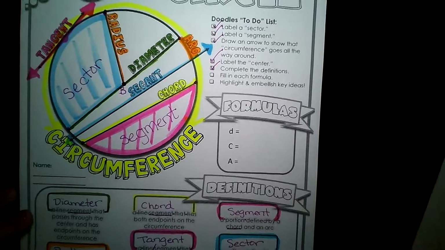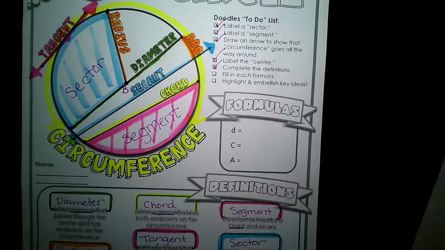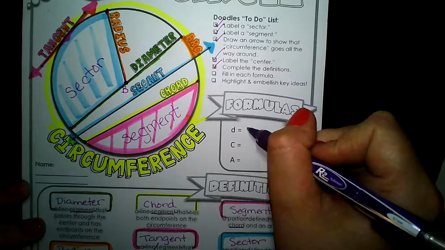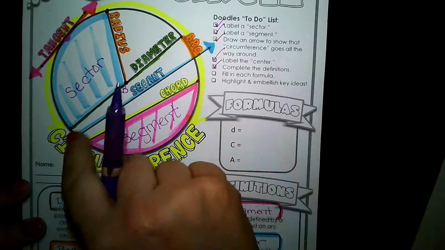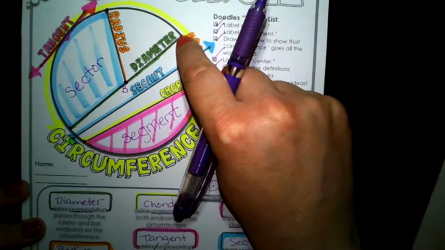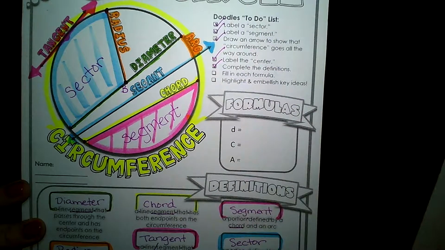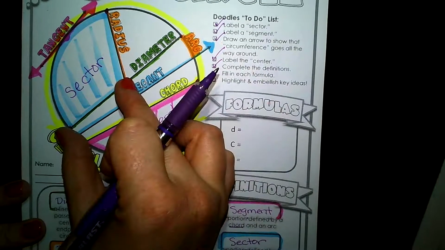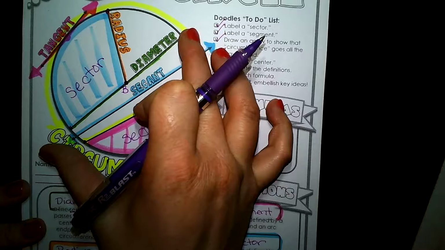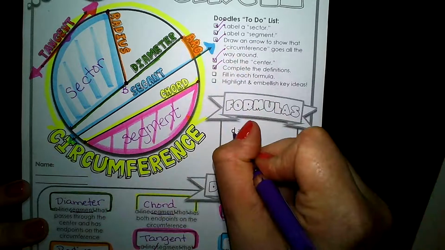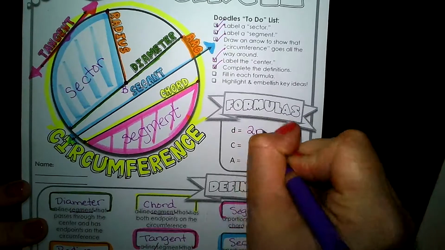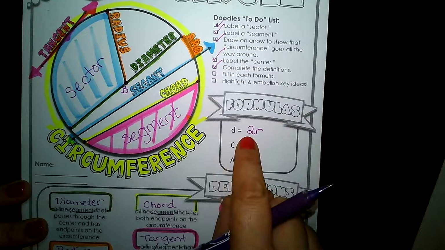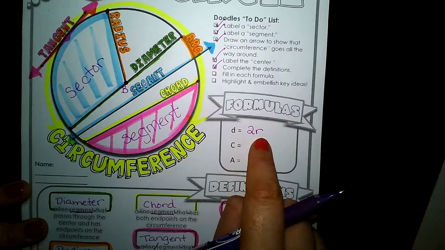There are also a few formulas that you need to know. It says to fill in each formula. There are 3 formulas here. The first one is for a diameter. Let's check out this diameter going across in green. The diameter is 1 radius plus another radius. 2 radii form a diameter. So we have D equals 2R. A diameter is equal to 2 times the length of the radius.